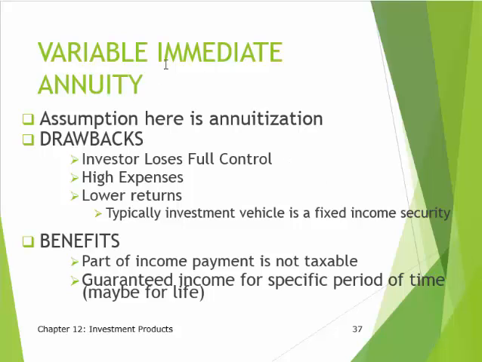A variable immediate annuity is essentially, the assumption here is annuitization, right? You're going to put some money into this variable annuity account, and you're immediately going to withdraw an annuity, right? An annuity is an equal cash flow for a certain period of time. So you'll designate what that time is. That's the process of annuitization. The problem with annuitization is you lose full control of the money. All the money that you invested now belongs to the investment company.